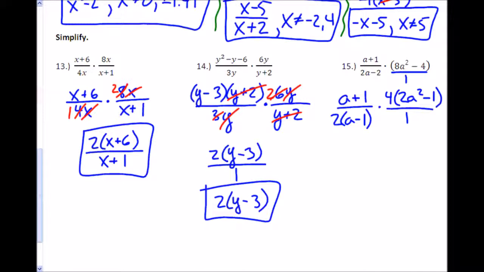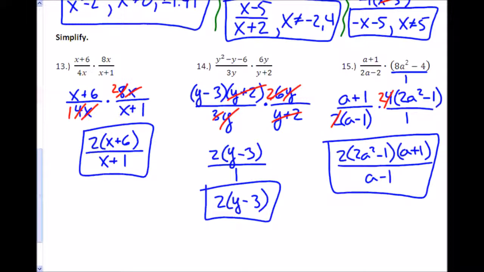So now I'm just going to cross out what I can. The 2 and the 4 cancel out, reduce to a 2 and a 1. And it looks like nothing else is going to cancel here. So what I'm left with is a 2a squared minus 1, and an a plus 1 in my numerator. And then in the denominator, I'm left with an a minus 1. And that's it. That's as far as I can take this thing. Okay?